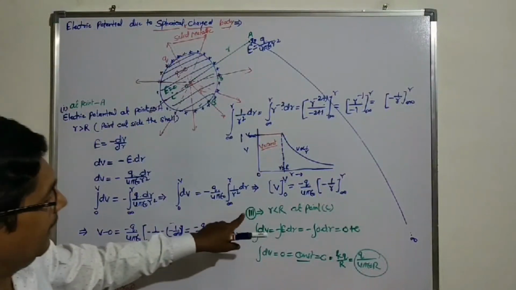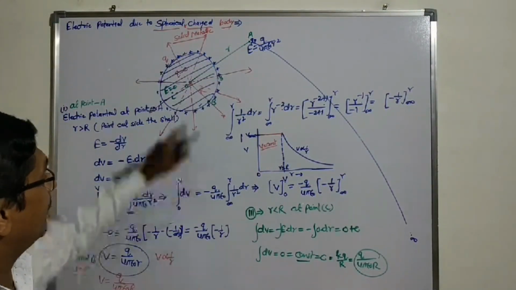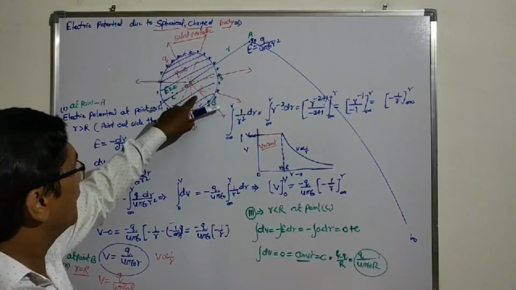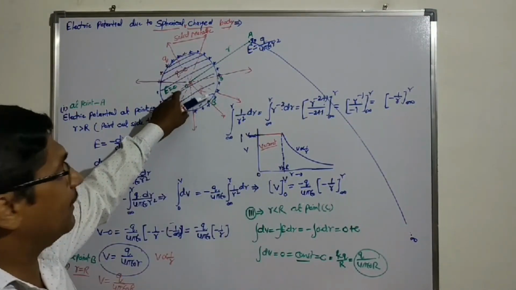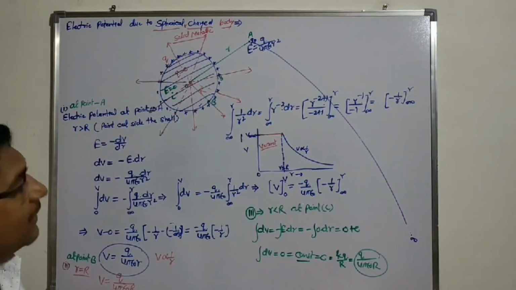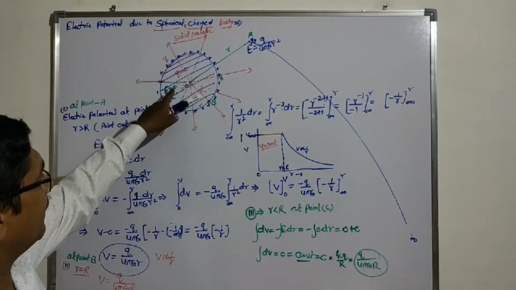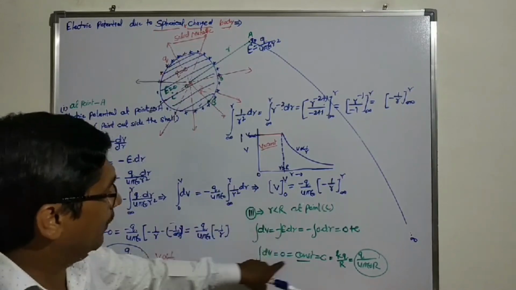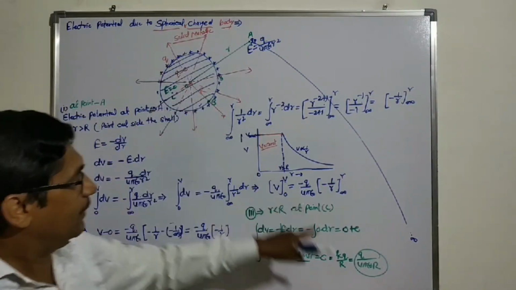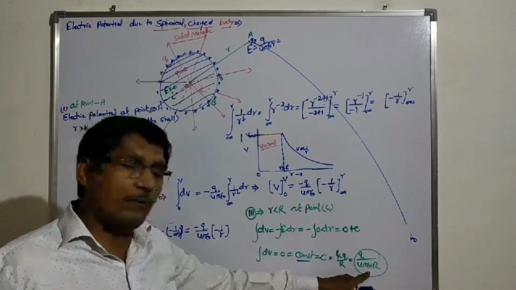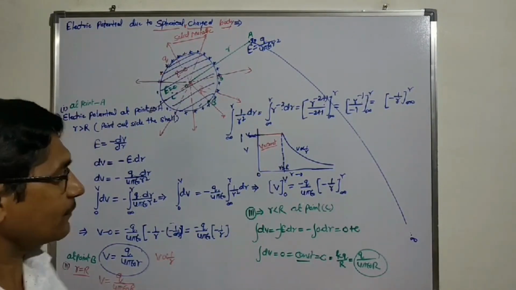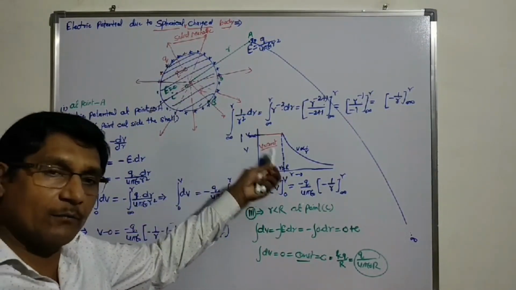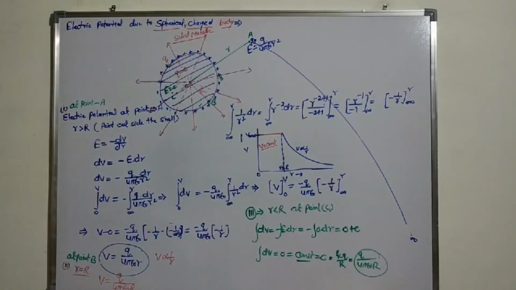And for the third case, inside the solid metallic sphere, E is 0. The electric field is 0 because the total charge is situated outside the body. So the electric potential inside is constant, and the value of this constant potential is equivalent to the electric potential at the surface. And the graph is also similar to the spherical shell.